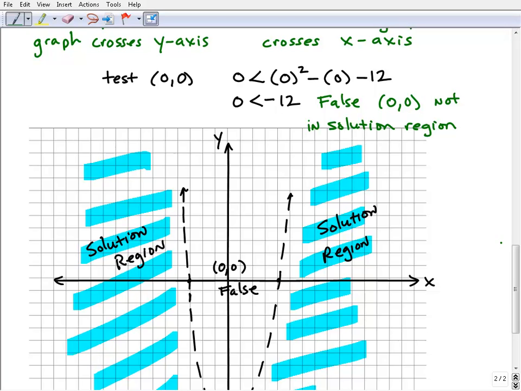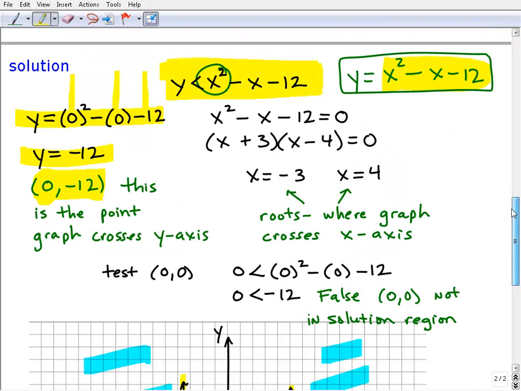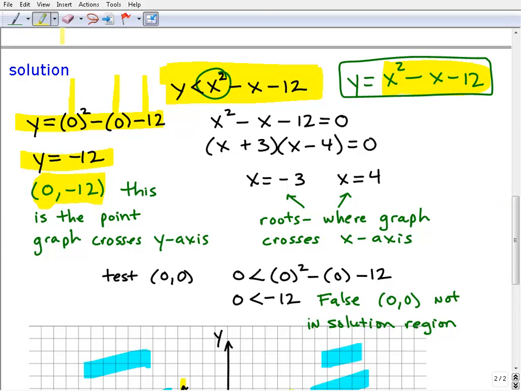Now let's talk about the borders here. You can see here that I have dashed lines. I don't have a solid line, and the reason is that when you're looking at an inequality, this is a less than, not less than or equal to. So if it's a greater than or less than and not an equal to situation, your border or your actual graph is going to be dashed.